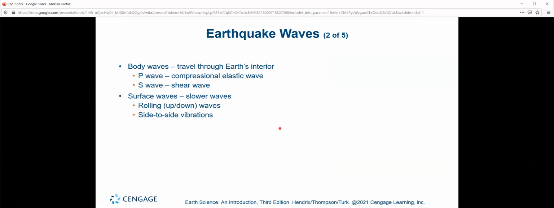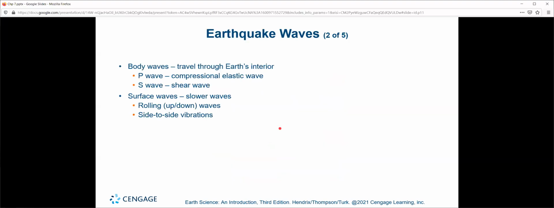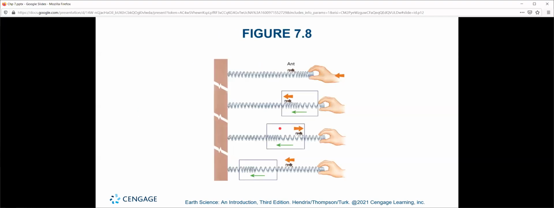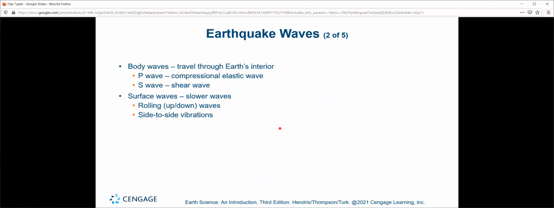But he had you treat these slinkies in two ways. The first way he had you treat the slinky was he had you grab a piece of it and pull it directly to your hand and release it, right? When he did that, you created what's called a P wave or a compressional wave, as shown here. The energy travels in the same direction as the object, in this case, the slinky. This is a compressional wave or a P wave as we refer to it in seismology.